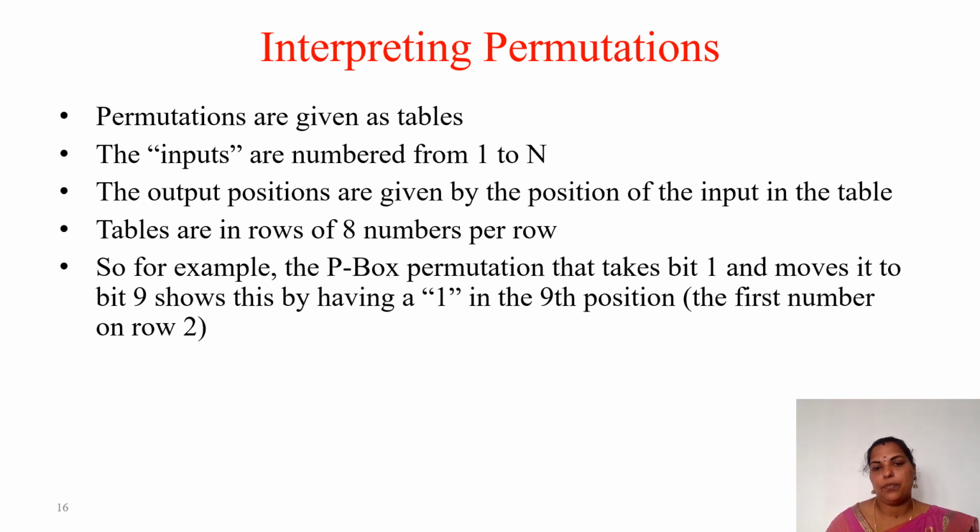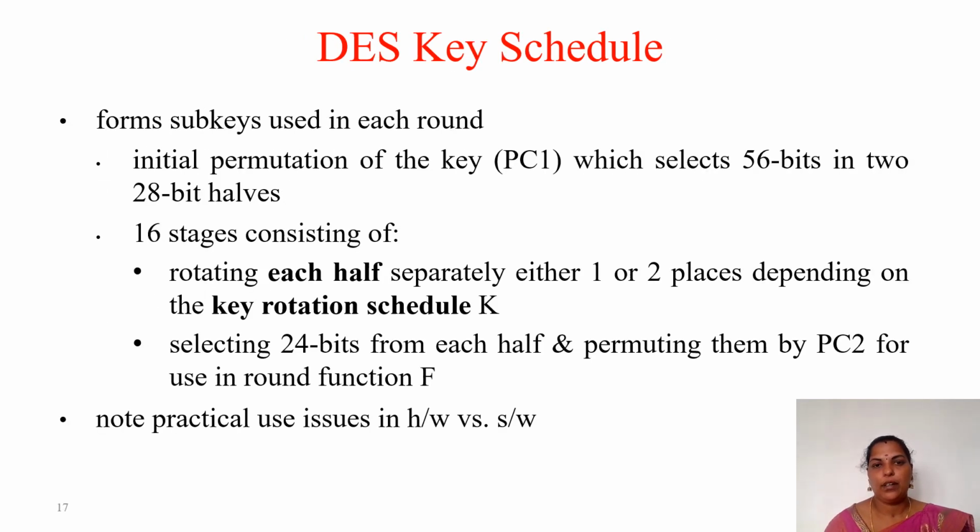So we have an 8 by 8 matrix only in the permutation. Here, bit 1 moves to the 9th position, meaning 1 is in the 9th position, which is the first number on row 2.